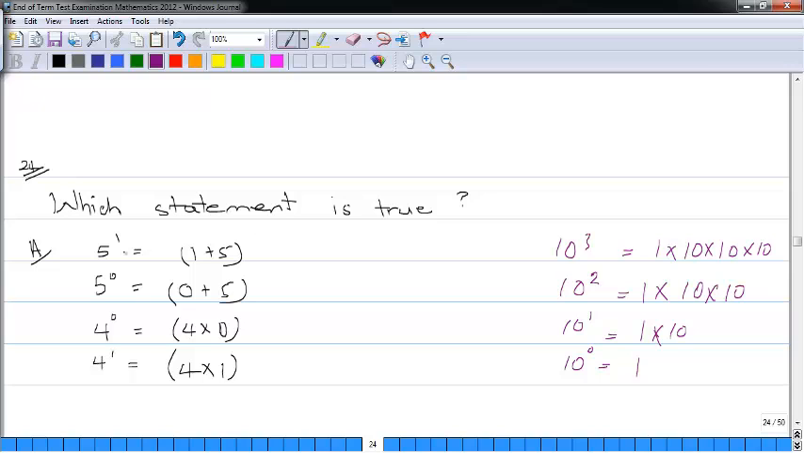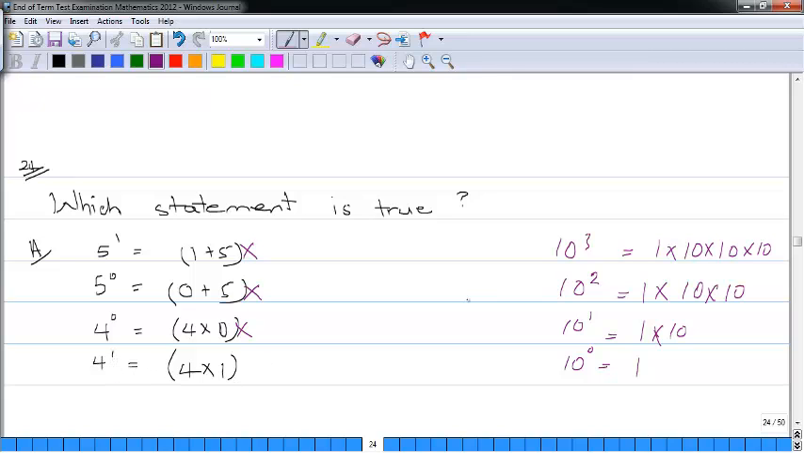Alright, so let's look and see which one of these statements is true. 5 to the first. Is 5 to the first 1 plus 5? No, so that's incorrect. Is 5 to the 0 power 0 plus 5? No. Is 4 to the 0 4 times 0? No, that's not correct.